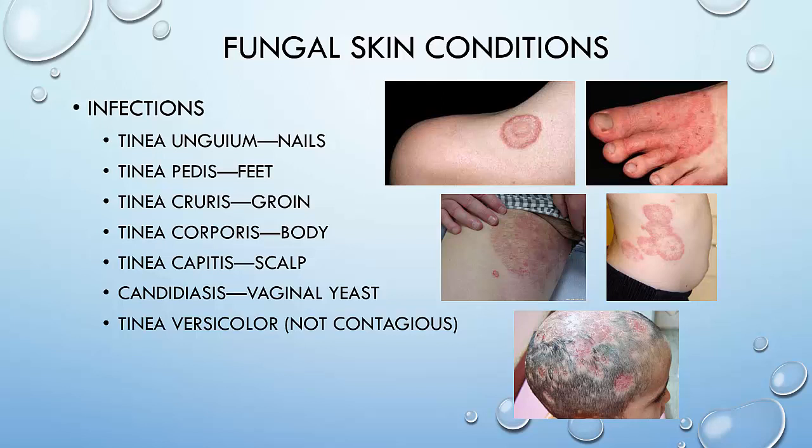Scratching the area will lead to scaling, peeling, and cracking fissures in the skin, particularly between the toes, and can spread the problem to other body parts. Tinea cruris is known as jock itch and occurs in the groin. This involves the genitalia, but often originates in the feet. Usually this occurs when someone scratches their athlete's foot and then touches other body parts.